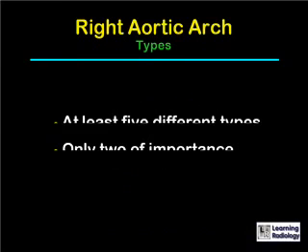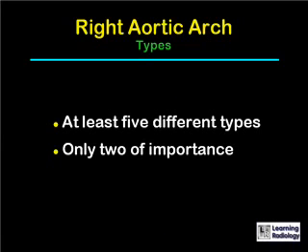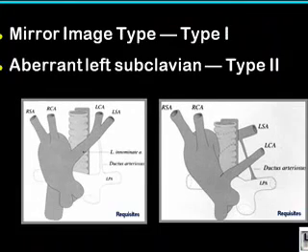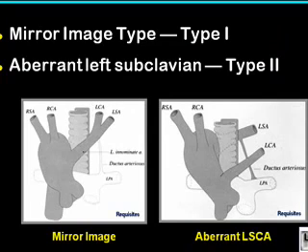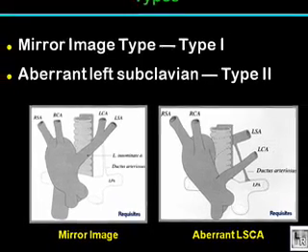Right aortic arches. Right aortic arches come in at least 5 different types, but only 2 are of major importance. And those 2 are a mirror image type, which is also called a type 1, and the right aortic arch with an aberrant left subclavian artery, which is a type 2.